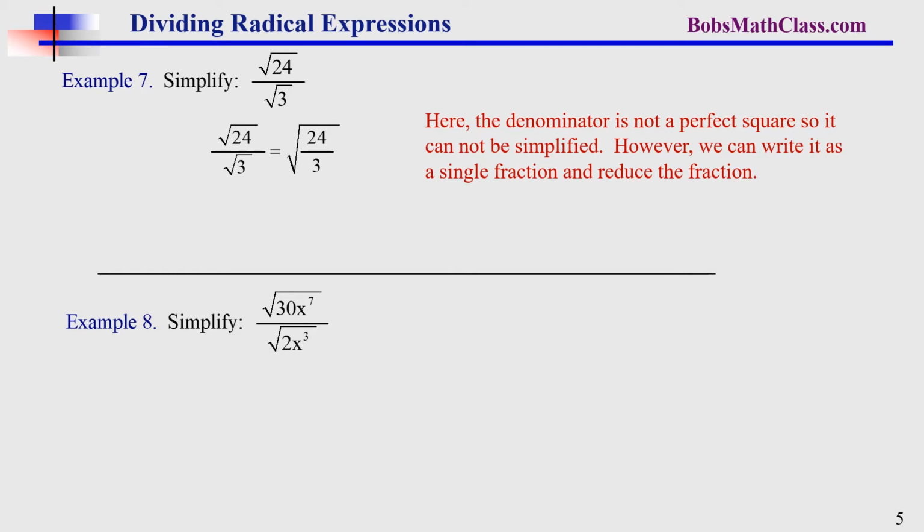So does 3 go into 24? Yeah, it sure does, right? 8 times, so that gives us the square root of 8. Are we done? No, of course not, right? We've got to keep going. 8 is 2 times 2 times 2, so a 2 comes out and a 2 stays inside.